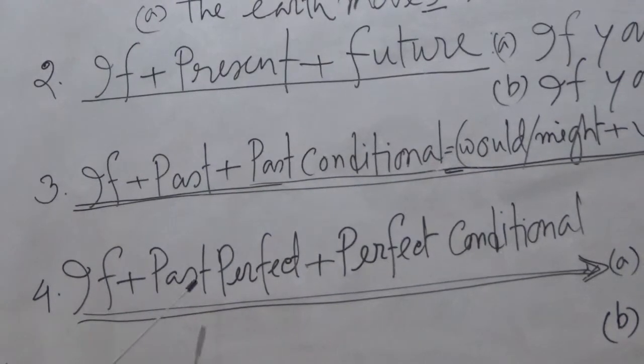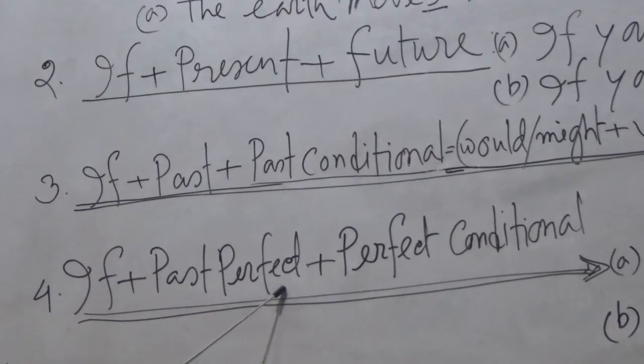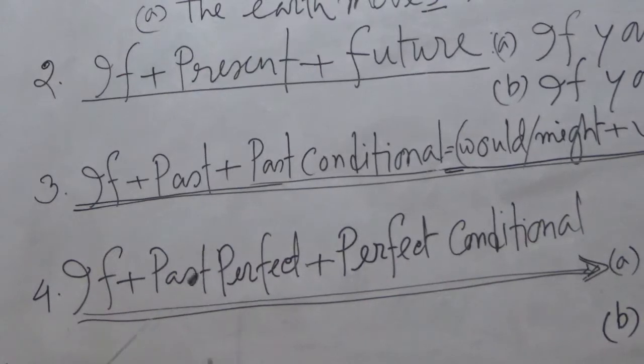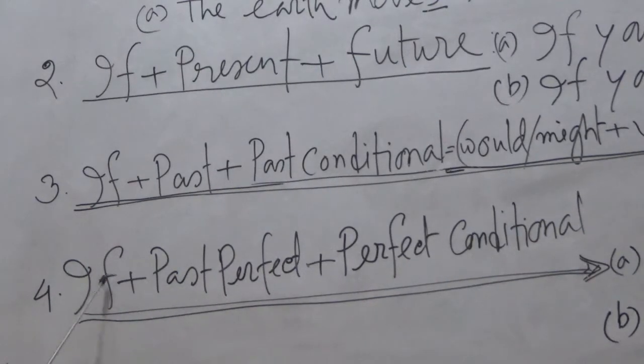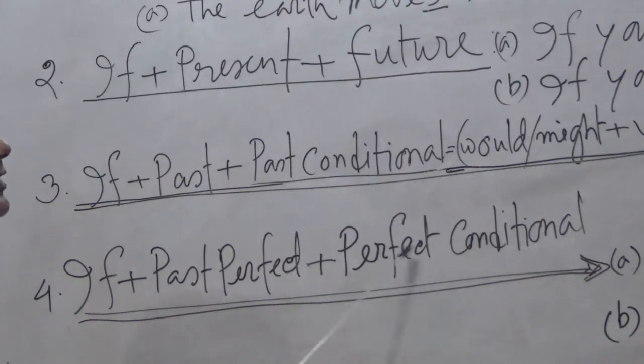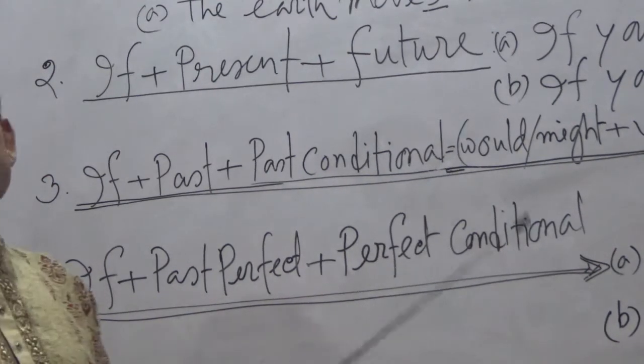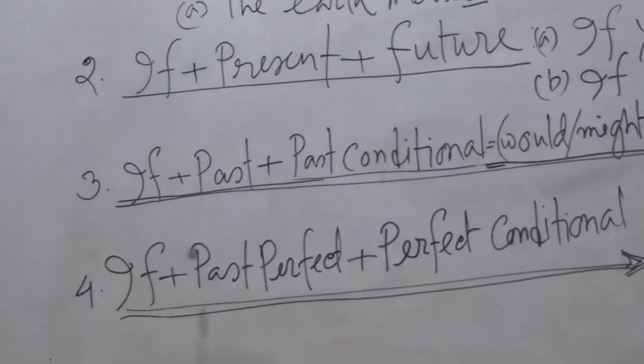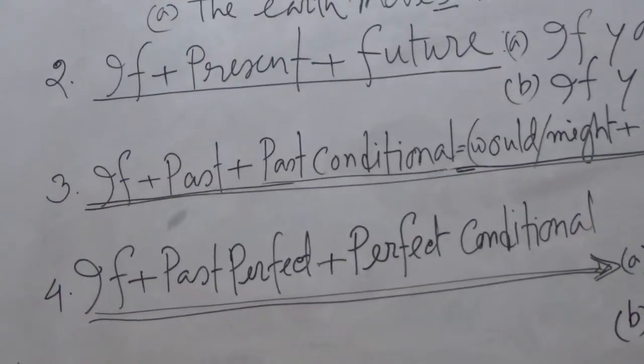If plus past perfect. You know the past perfect tense, had plus subject plus verb past participle. If plus past perfect plus perfect conditional. This was, and the earlier one was the past conditional. Here we use perfect conditional. That means would have, might have plus past participle of the verb. This is the perfect conditional.